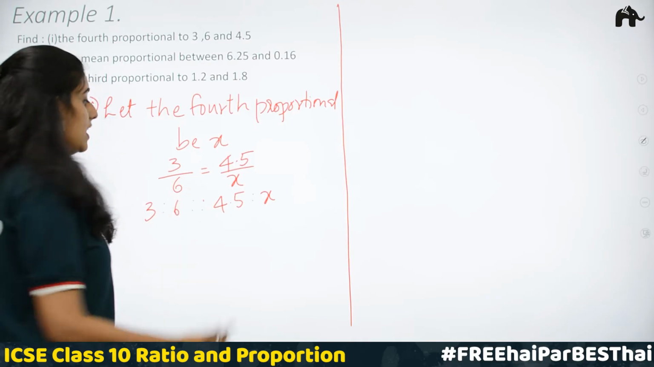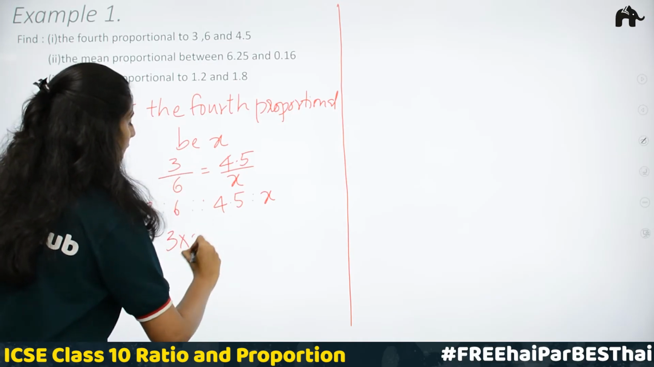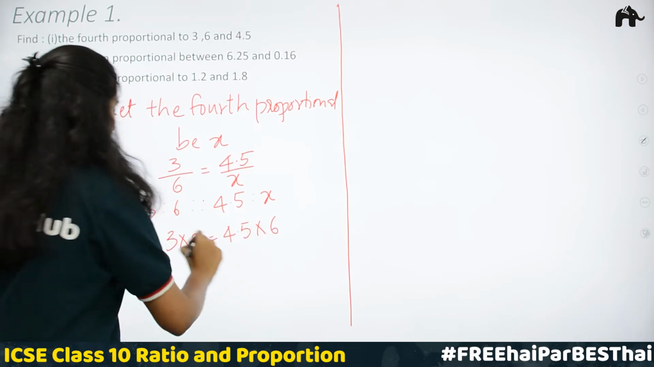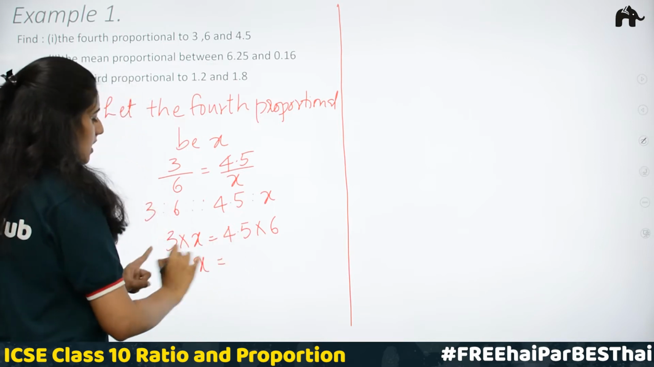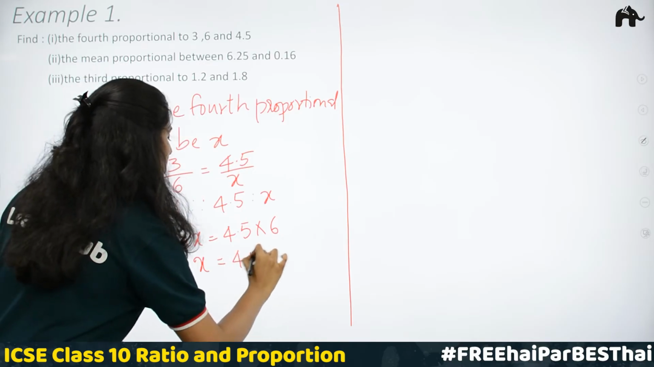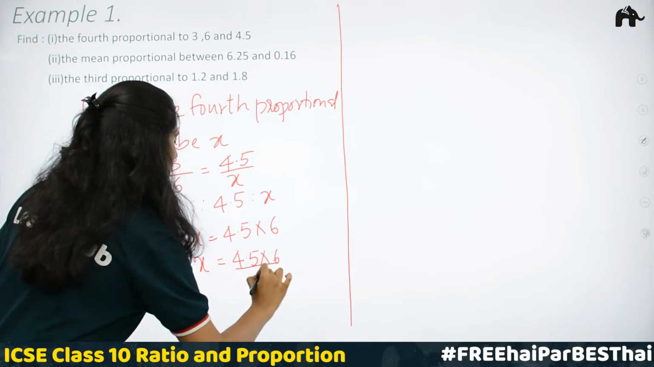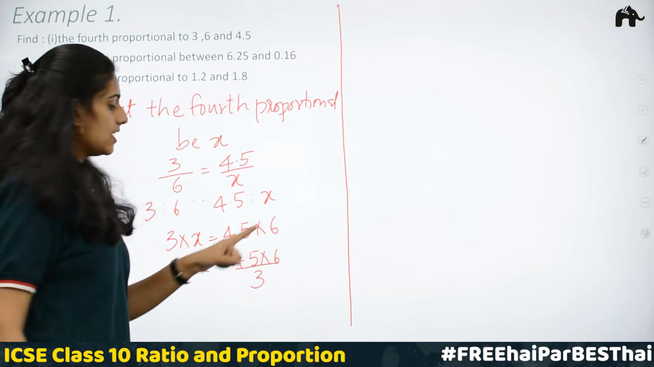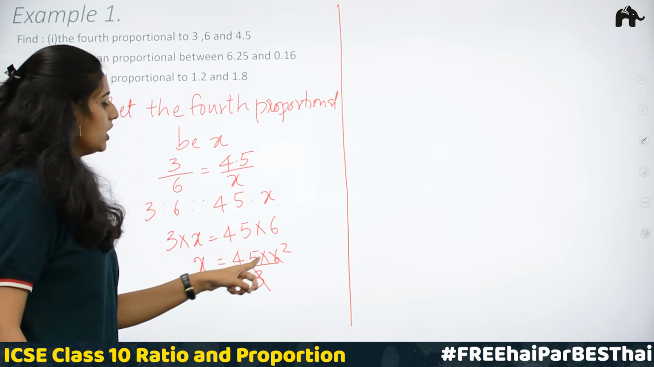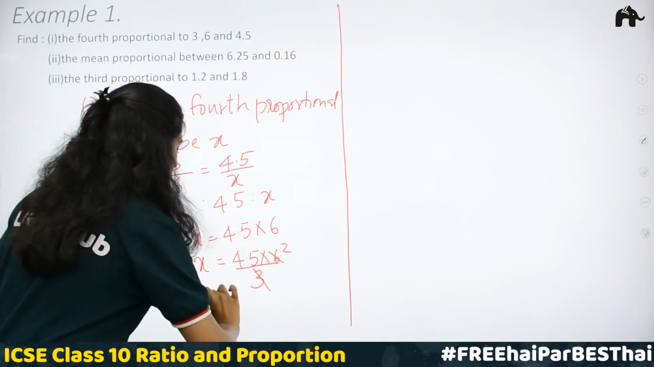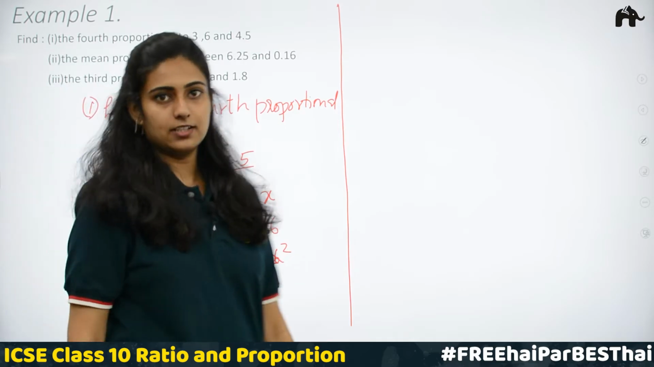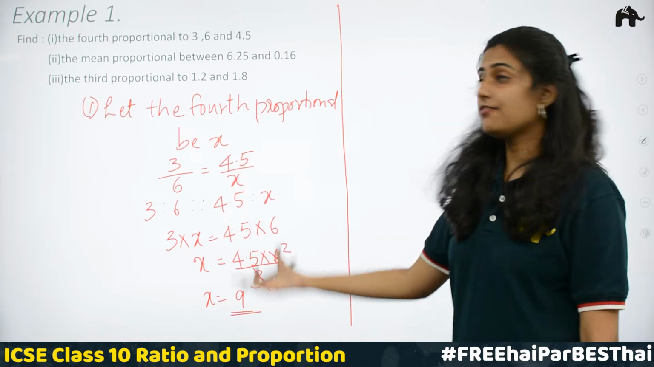Next step, cross multiplying, we get 3 into x is equal to 4.5 into 6. Or x is equal to, 3 taken to the opposite side becomes division, 4.5 into 6 divided by 3. 3 and 6 can be cancelled. 3 twos are 6, so 4.5 into 2. What is 4.5 into 2? 9. The fourth proportional is 9. Clear? This is how we can find the fourth proportional.